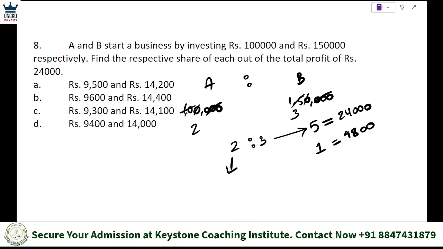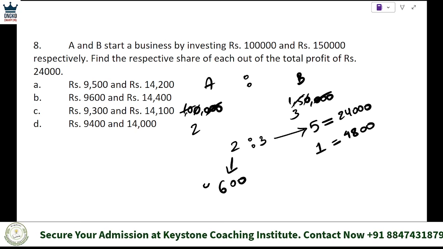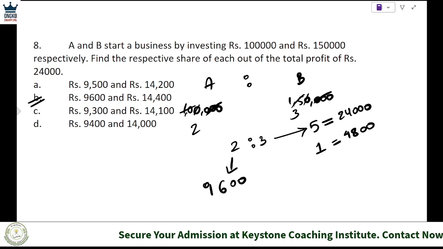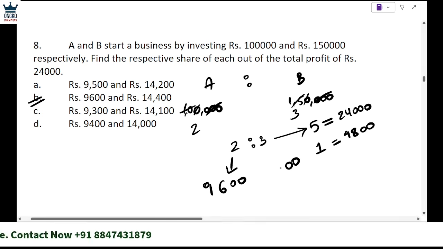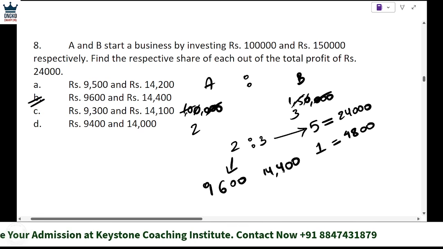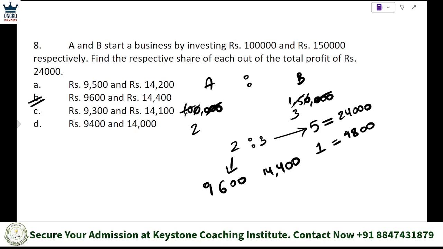2 parts will be 4,800 multiplied by 2, which gives us 9,600. So this will be the answer, but let's check. B has 3 parts, that means multiply by 3. So 4,800 into 3 gives 14,400. So B gets 14,400, and A gets 9,600.